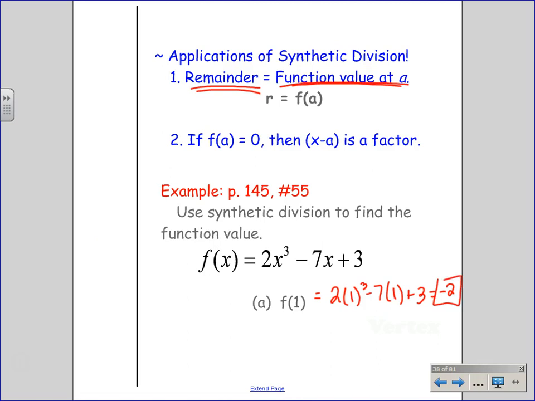But here's the dealio. If you were to have done synthetic division, with the 0 in the box and with each of your terms written out, guess what would have also been the remainder? These will always match. So you could plug in to see what the remainder will be, or you could find the remainder and see what the plug-in would have been.